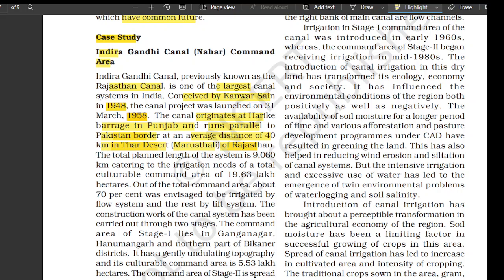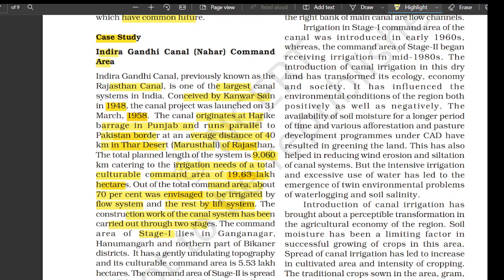Total planned length of the system is 9,060 kilometers, catering to the irrigation needs of a total cultivable command area of 19.63 lakh hectares. Out of the total command area, about 70% was envisaged to be irrigated by flow system and the rest by lift system. The construction work of the canal system has been carried out in two stages.